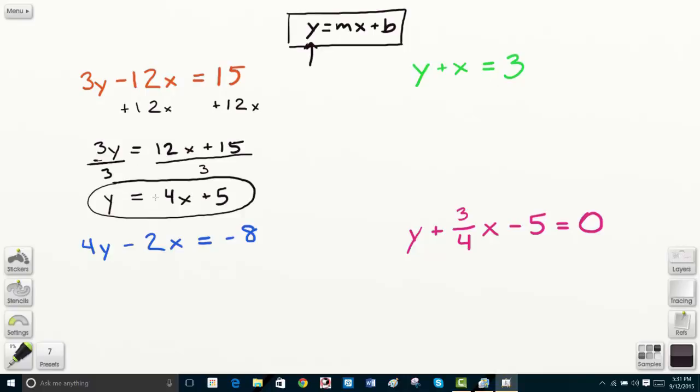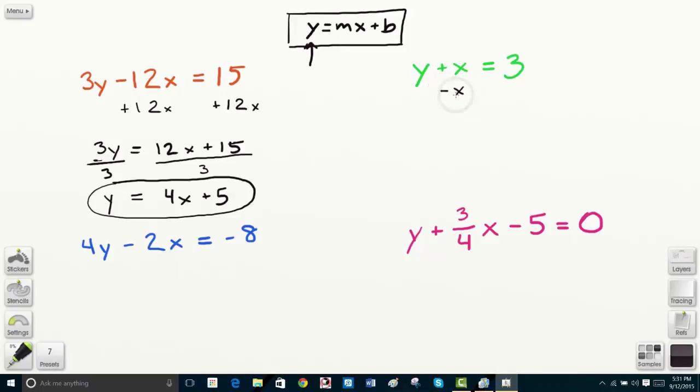Let's apply the same idea over here to y plus x equals 3. This one actually is probably a little bit easier than our first example. We only have one major problem that's keeping this from looking like y equals mx plus b, and it's the fact that y and x are on the same side. So let's take the plus x and move it to the other side. How do I do that?